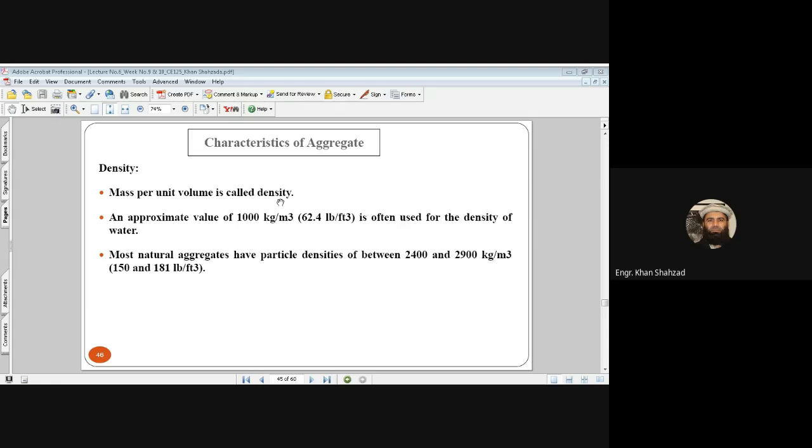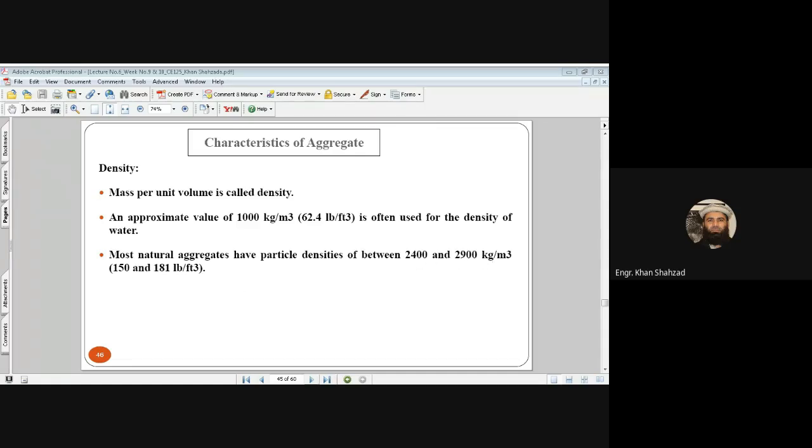Density, mass per unit volume, is called density. An approximate value of 1000 kilogram per cubic meter or 62.4 pound per cubic feet, I hope you remember this, is often used for the density of water. Most natural aggregates have particle densities in between 2400 and 2900.